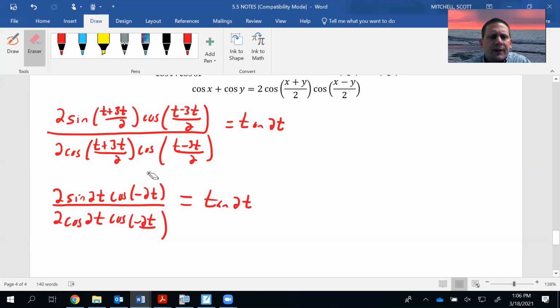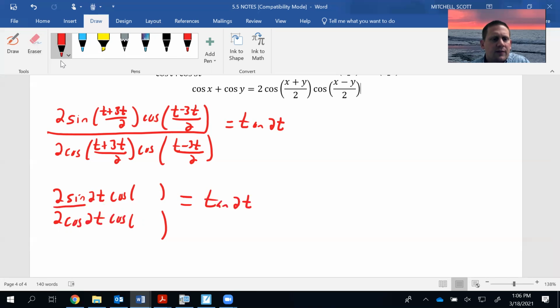I messed something up, didn't I? This should just be negative t, shouldn't it? Yeah, oops. Didn't mean to erase all that stuff. Sorry, made a little mistake. We can fix that. I'm glad I caught it before I got too far along. t minus 3t is negative 2t, divided by 2 is negative t. There we go. Same thing here: t minus 3t, negative 2t divided by 2 is negative t.